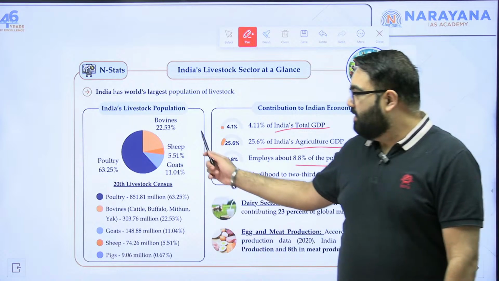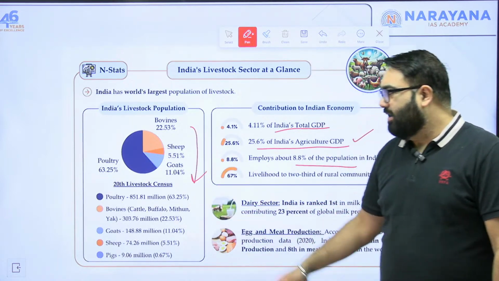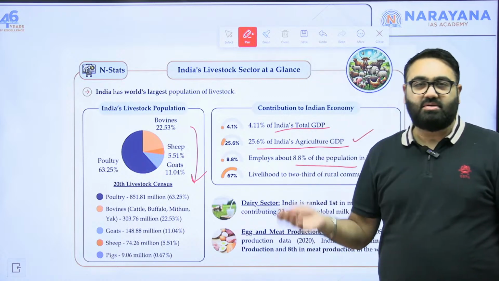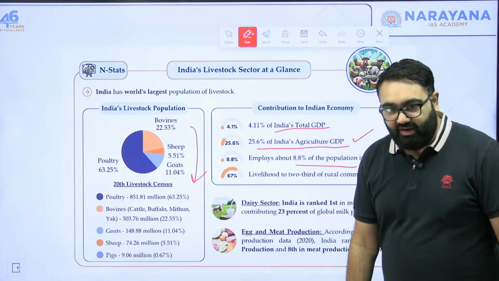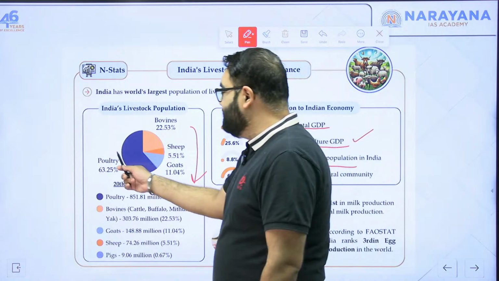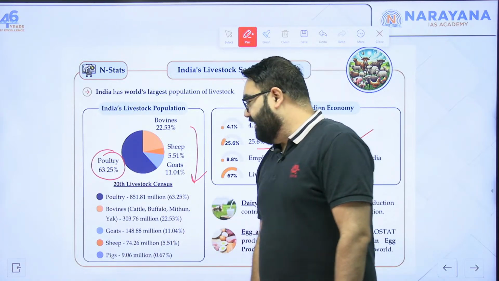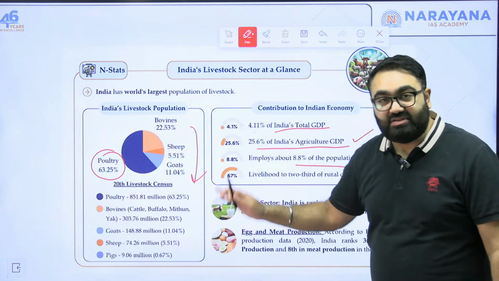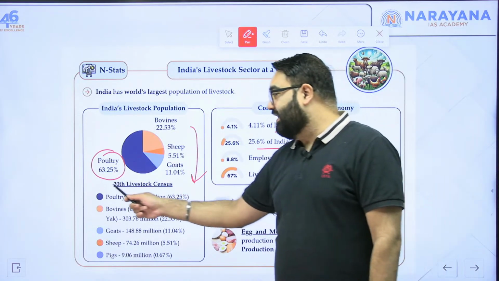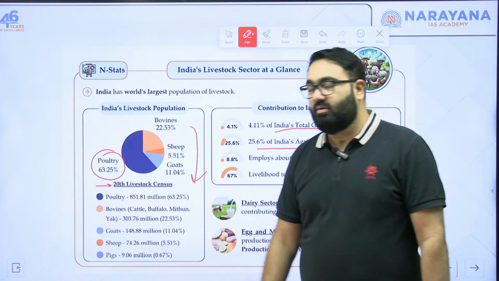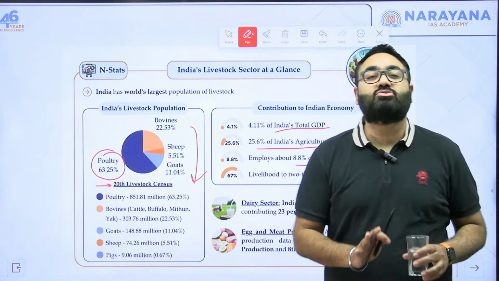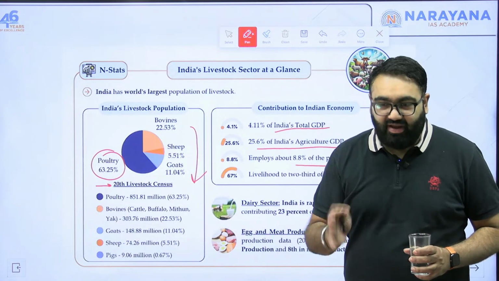Then if you look at how the livestock population is divided, this figure can be important. Remember, the biggest population share in the livestock population is of the poultry sector. They are the ones who have the most population. Again, all these figures are of the 20th livestock census, please remember, because the figures of the 21st livestock census have not come out so far. So you have to be very careful.